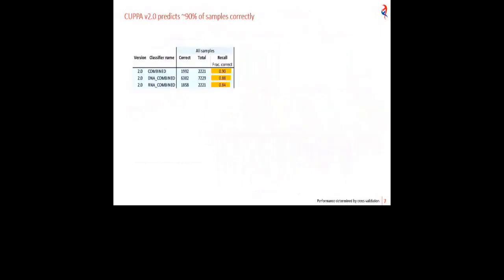So how does CUPPA perform? If we take a look at only the combined classifier, which uses both DNA and RNA, we expect to predict about 90% of samples correctly. But in the cases where we don't have RNA and can only use DNA, then we expect to predict 88% of samples correctly. In a clinical setting, we have a probability cutoff of 0.8, so we only accept high confidence predictions. And in those cases, we expect to predict about 95% of samples correctly.